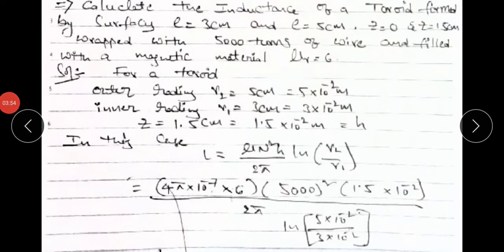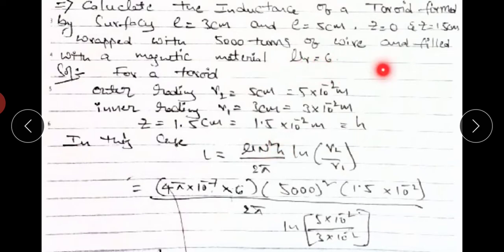Okay, next, in this case the formula is L equals mu into n square h by 2 pi ln r2 by r1. By using this formula we have to find the inductance of the toroid. There are two formulas for toroids. This is one formula: if two radii are given, by using this formula we find the inductance of the toroid. Here mu is permeability, mu equals mu naught into mu r. Mu naught value is 4 pi into 10 to the power of minus 7, and the mu r value given is 6.